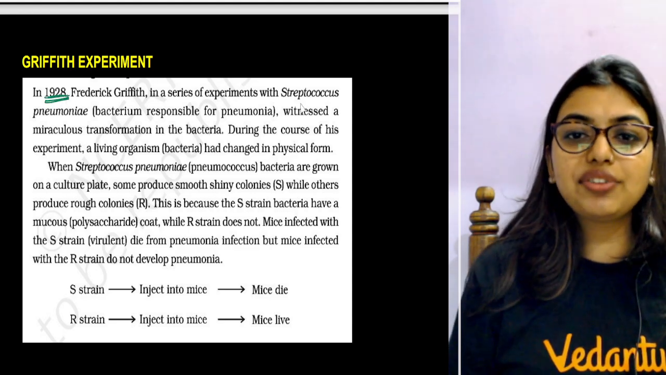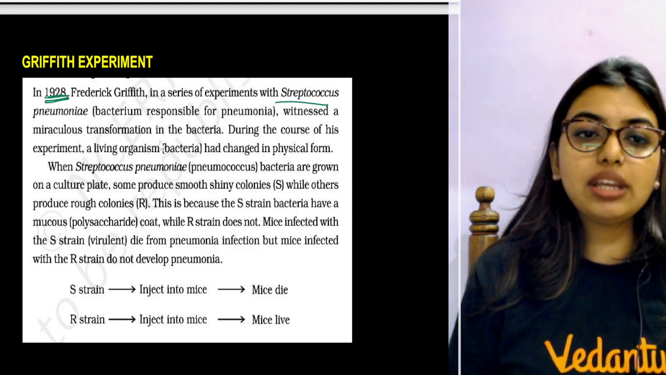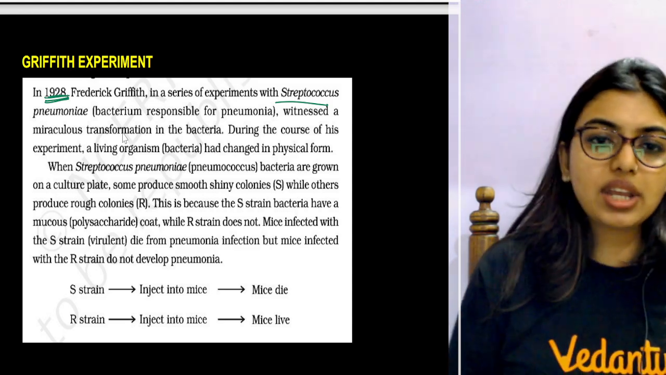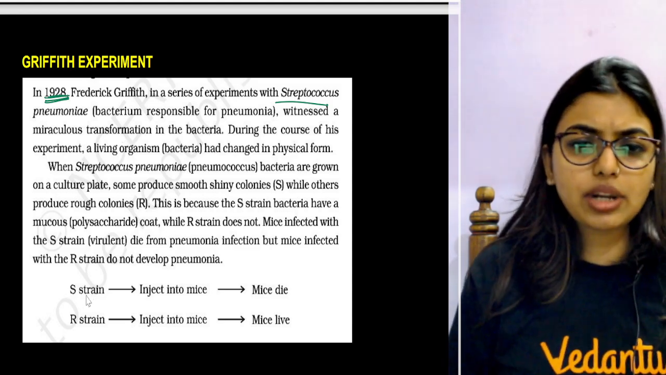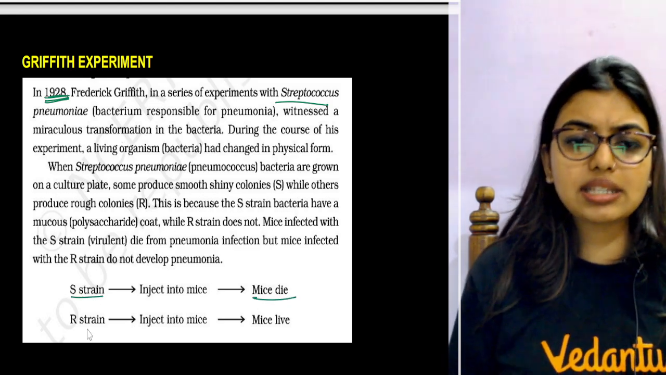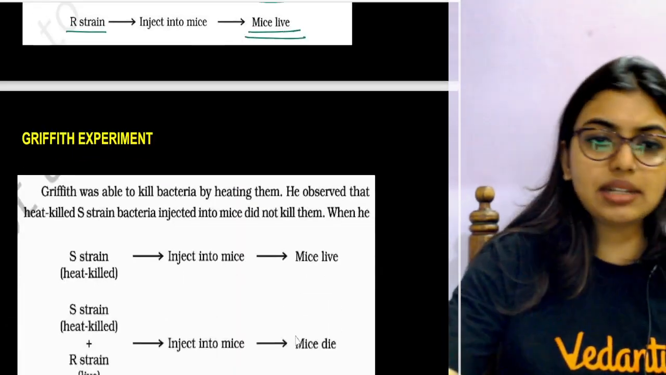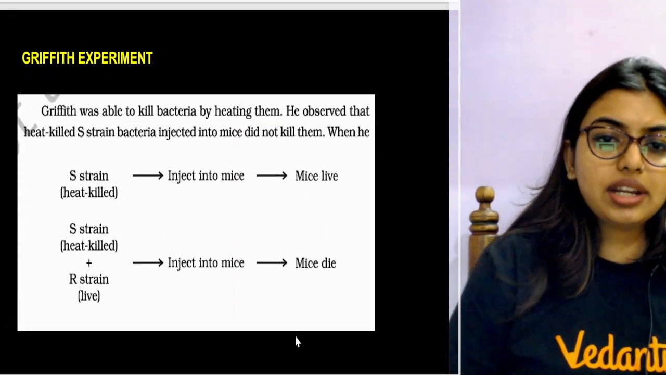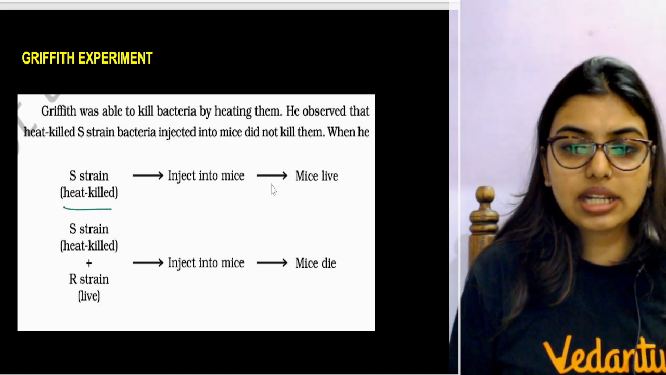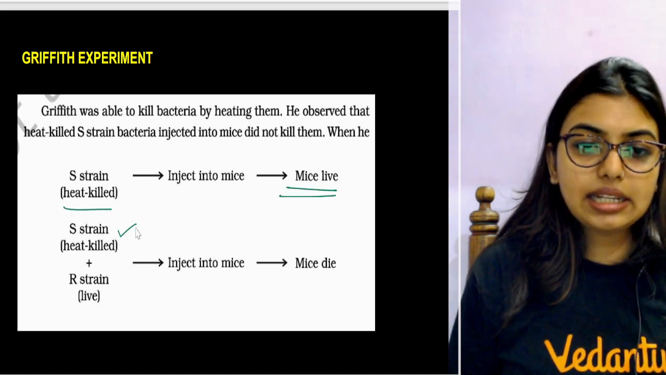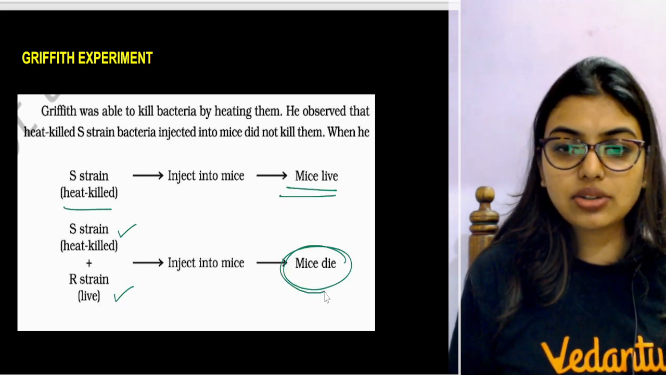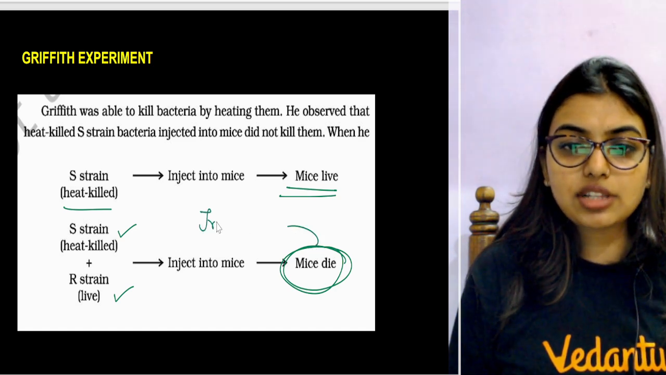Frederick Griffith, in a series of experiments on Streptococcus pneumoniae, witnessed a miraculous transformation. You do not have to go through the same thing I told. S strain injected into the mice, the mice died. R strain injected into the mice, the mice lived. S strain injected after heat kill, he noticed that the mice lived. Then he injected heat-killed S strain and R strain together, and the mice died. So this was the reason for the transforming principle.